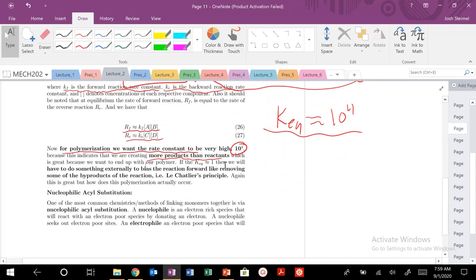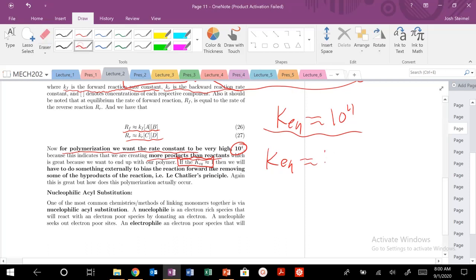And let's say, for example, that due to your chemistry and your experimental conditions, your K equilibrium is about 1. That's not a great situation to have, because we're not forming products at large enough concentrations to get our polymer at high molecular weights in an appreciable amount of time. So we need to do something to make our reaction proceed more.